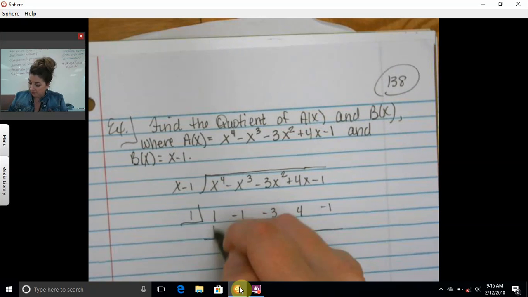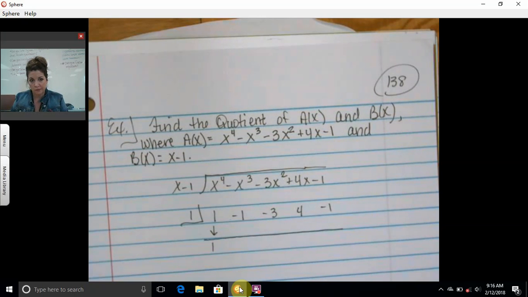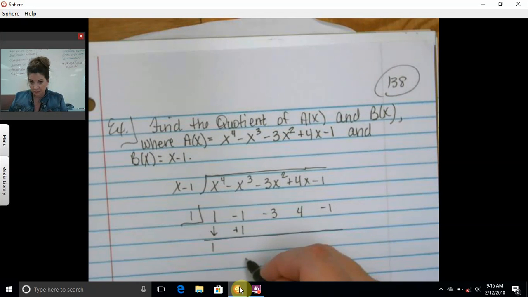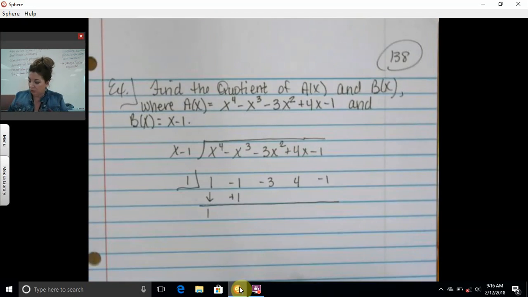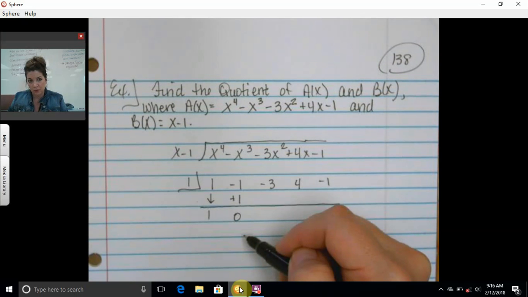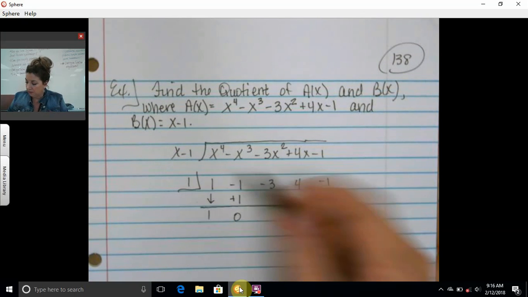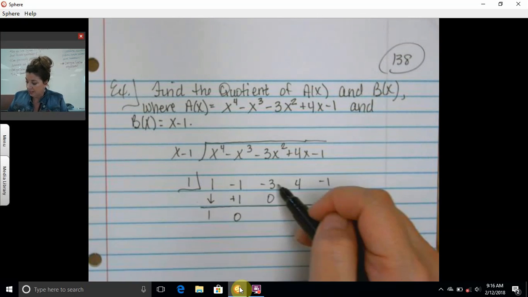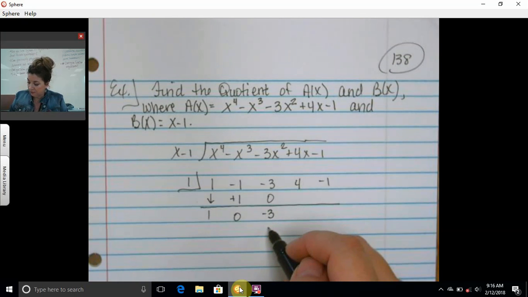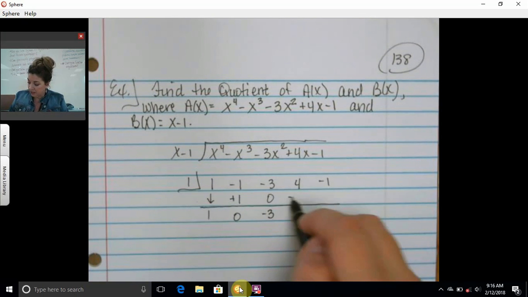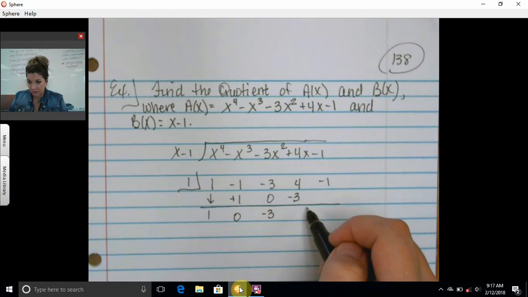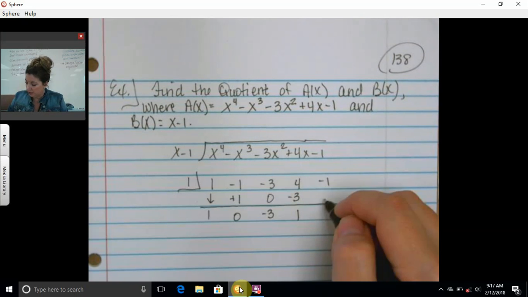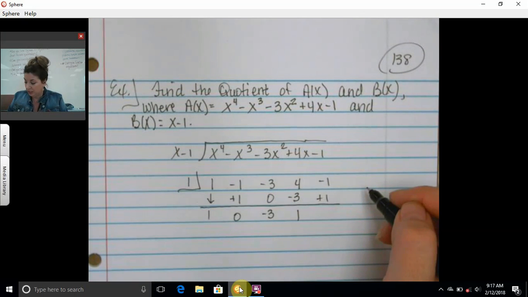First number, you just bring it down. Multiply. Positive 1 times positive 1 is positive 1. Add and subtract. Negative 1 plus 1 is 0. 0 times 1 is 0. Negative 3 plus 0 is negative 3. Negative 3 times 1 is negative 3. 4 minus 3 is 1. 1 times 1 is 1. Negative 1 plus 1 is 0.